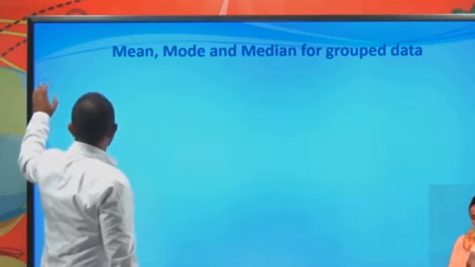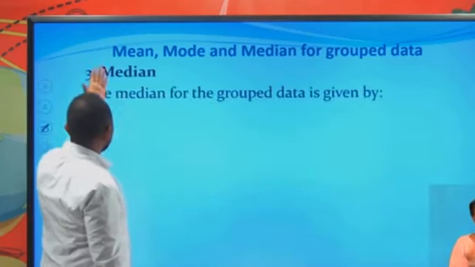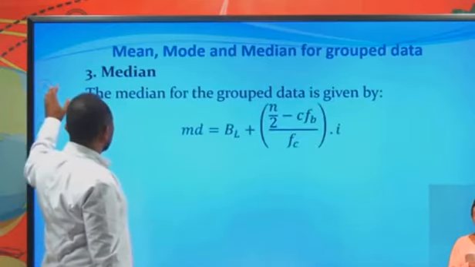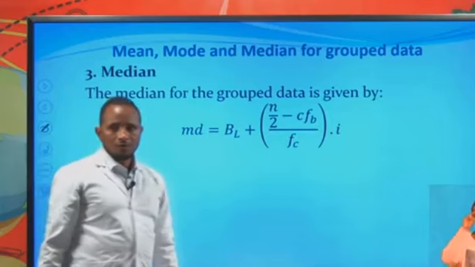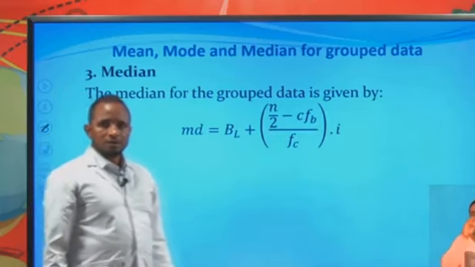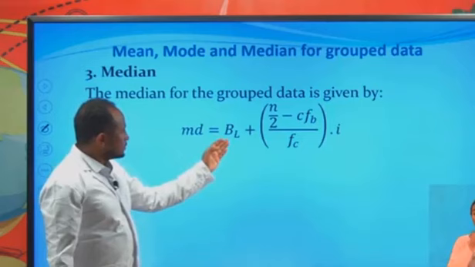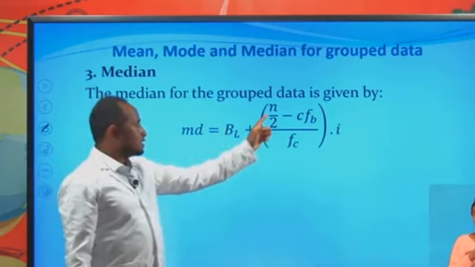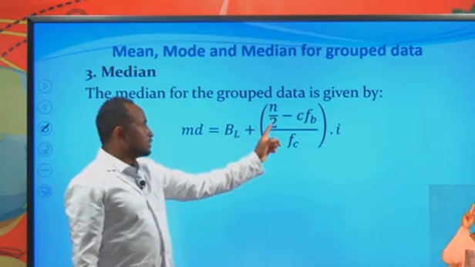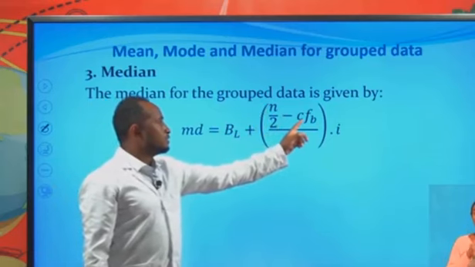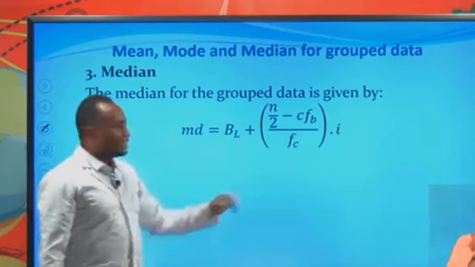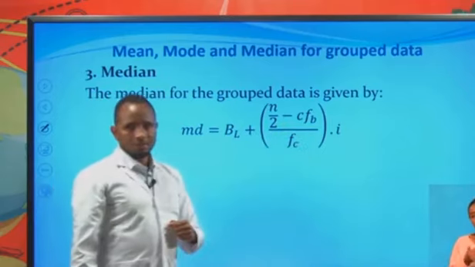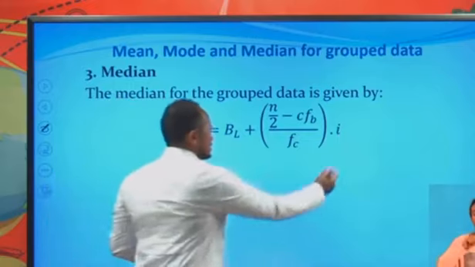Okay, now let's see about the median. The median for grouped data is given by this formula: the lower class boundary of the median class plus the total number of data divided by 2 minus the cumulative frequency before the median class, divided by the frequency of the class, times the class interval.